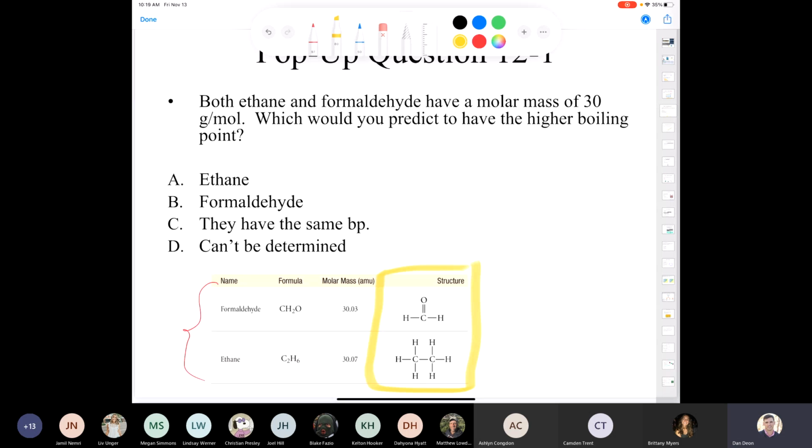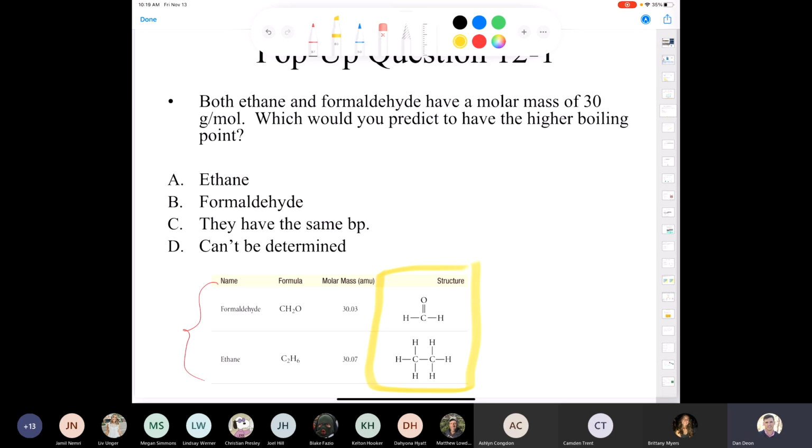All right, does anybody have an answer that they want to take a stab at? Would it be ethane, formaldehyde? They have the same boiling point, can't determine it. Two different molecules, same molar mass. All right, I got somebody saying formaldehyde. Somebody says B. Somebody else says formaldehyde. Other people say A. Okay, so we got a plethora of answers here. Let's take a look at the structures.